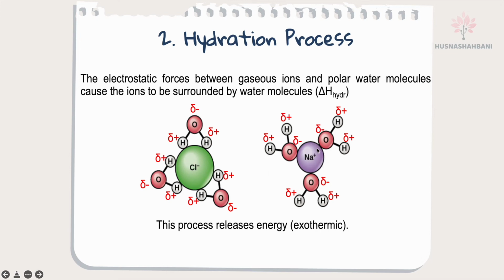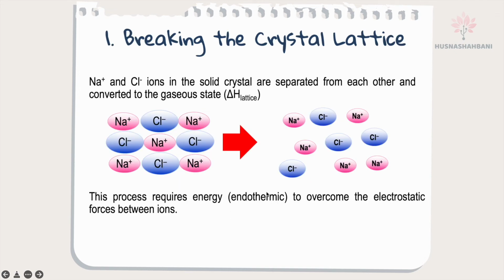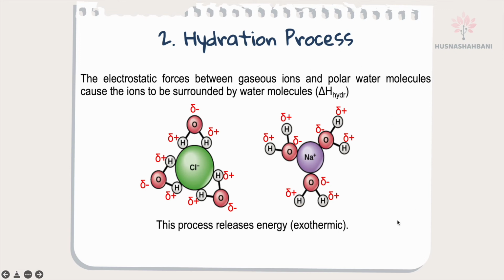For Na+, a positively charged ion, it is attracted to the partially negative oxygen in water. Here we have three water molecules, and each has one oxygen atom that is partially negative, so it is attracted to the positively charged sodium ion. This electrostatic attraction releases energy. The hydration process releases energy, so it is an exothermic reaction. Breaking the crystal lattice is endothermic, and the hydration process is exothermic.